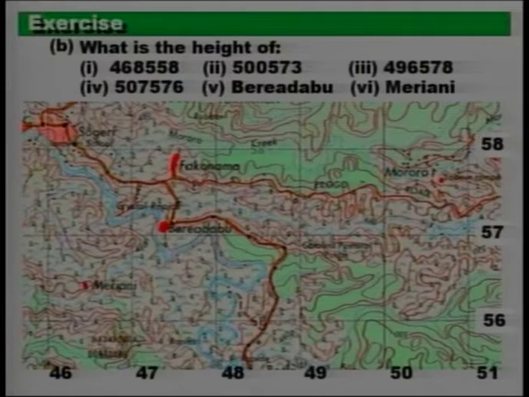Number one, 468, 558. You find the height of that place using the six-figure grid reference. Number two, 500, 573. Number three, 496, 578. Number four, 507, 576.